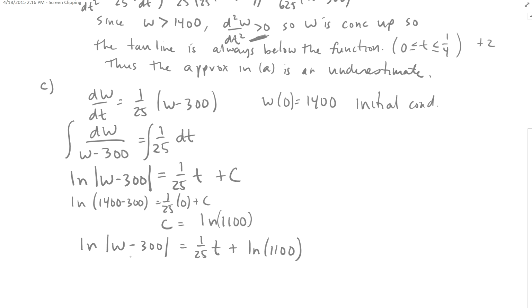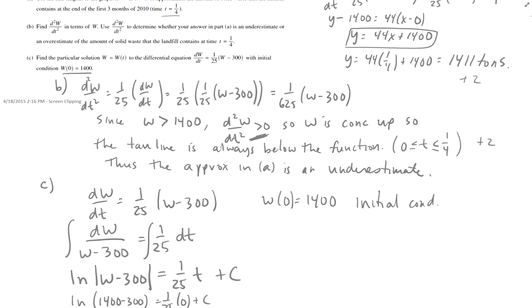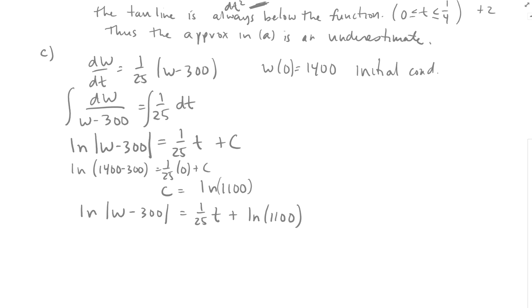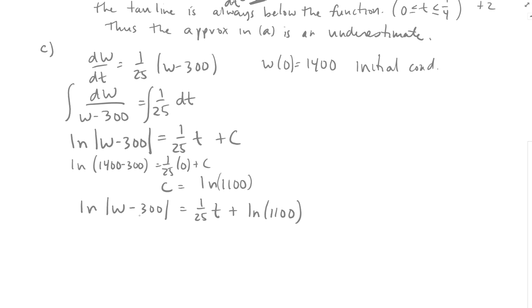Now, do I have to do any more than this, or can I leave it at this? Well, it depends what the question asks. Since the question says find the particular solution W equals W of t, I have to solve this equation for W. So let's solve this for W. Since I don't need the absolute value here, I can just write these as parentheses, since W is greater than 1400. No need for absolute value.